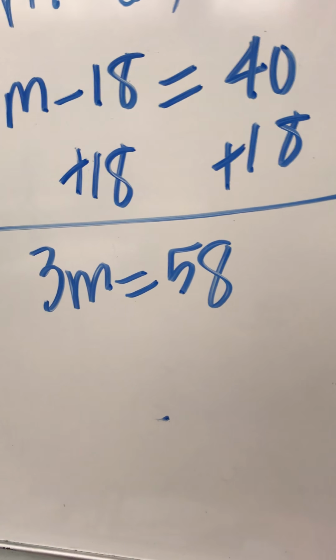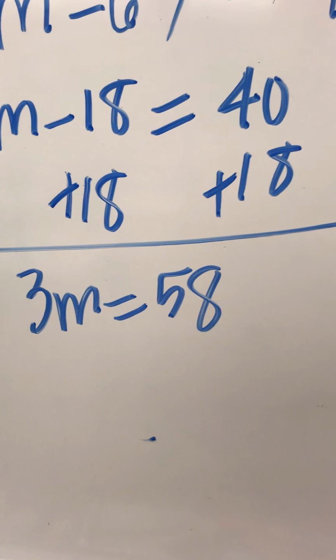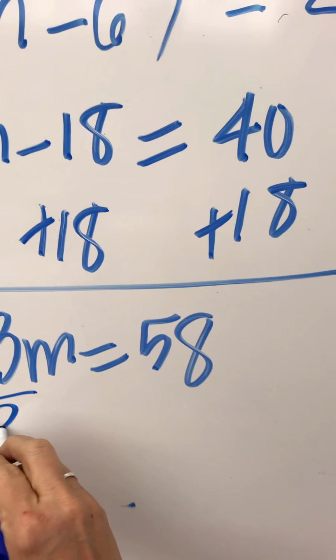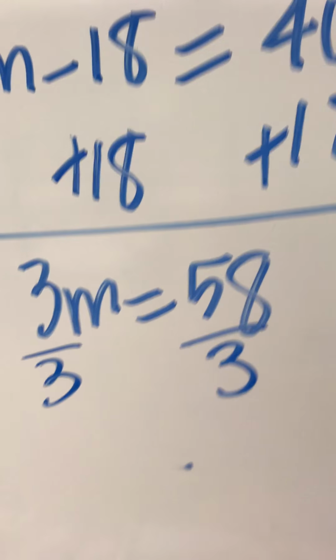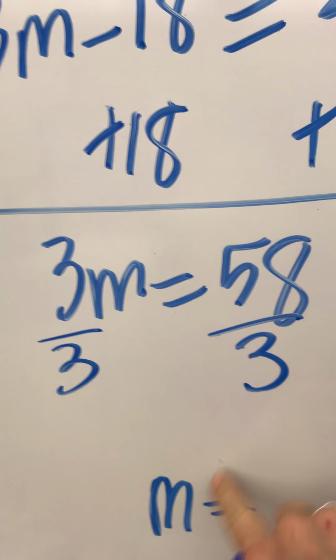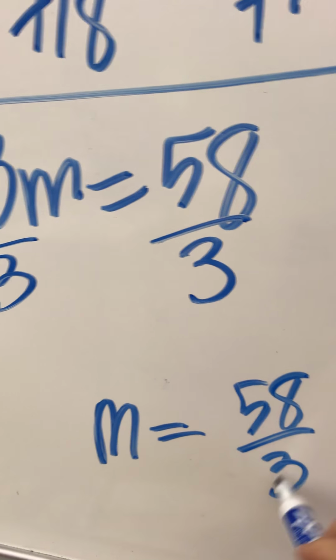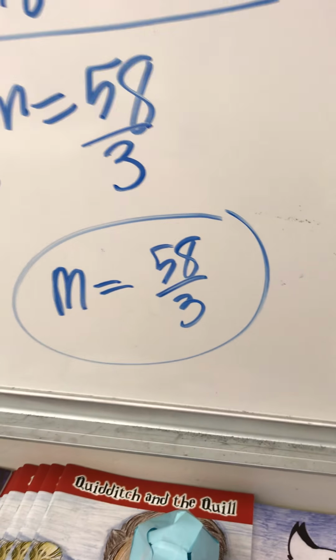Don't start to panic. Sometimes your numbers are not going to work out to be nice, neat integers. That's true. 58 is not divisible by 3. That's okay. We can go ahead and leave our answer as a fraction. M equals 58 thirds. Done. Good luck.